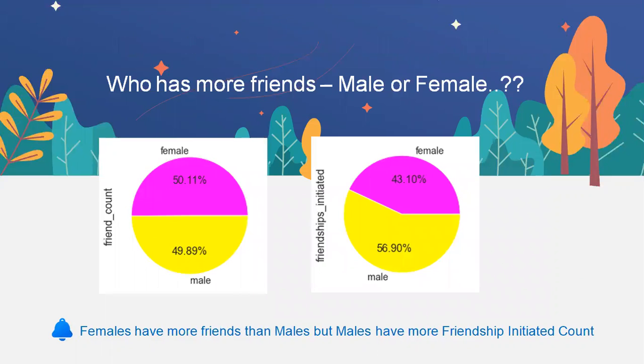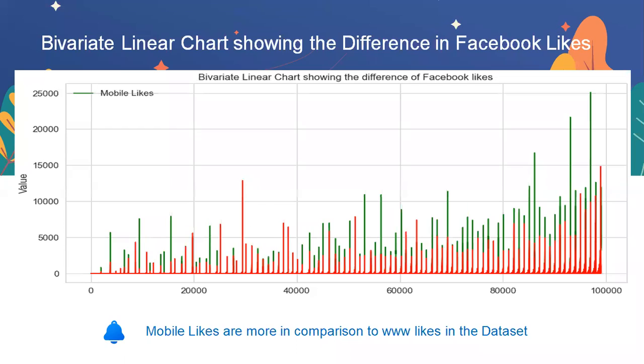Now my next is the pie chart, which represents who has more friends, whether male or female. Females have more friends than males. However, friendship initiated is considered more in the case of males. Next is the bivariate linear chart, which represents that mobile likes are more in comparison to World Wide Web likes in the data set.